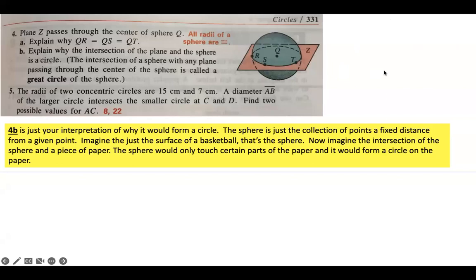All right, here we go. So, question five, or I'm sorry, 4B, it's not really asking for a rigorous math proof or anything. It literally just wants you to put in words what's going on. So, this would be my explanation.